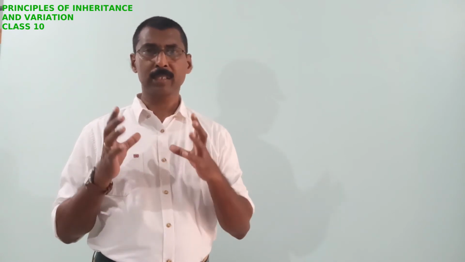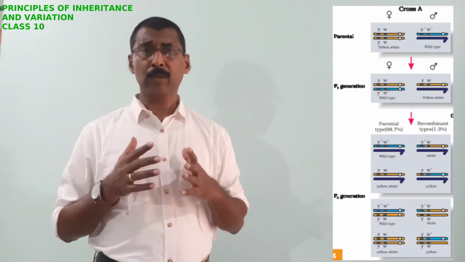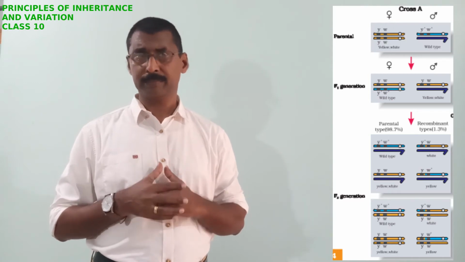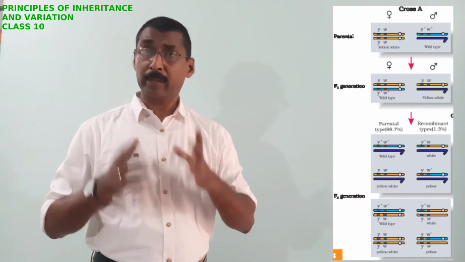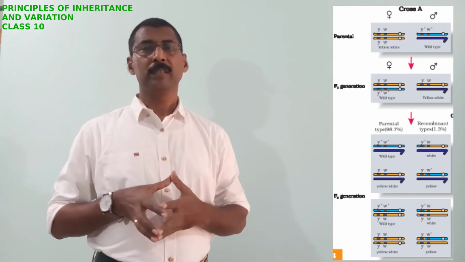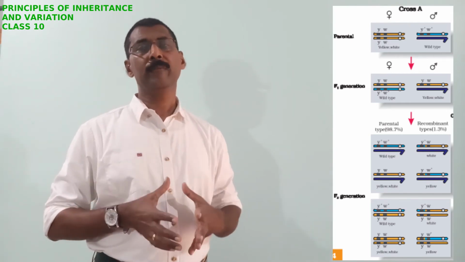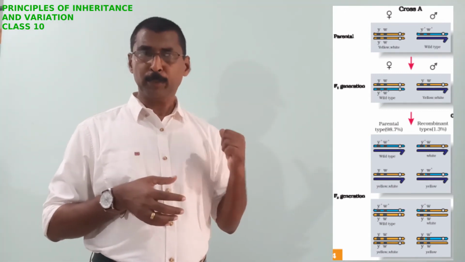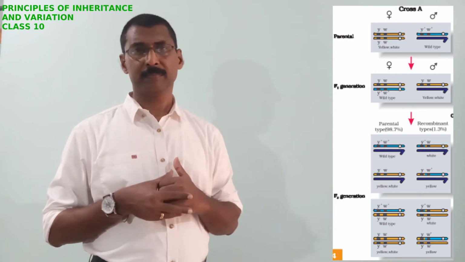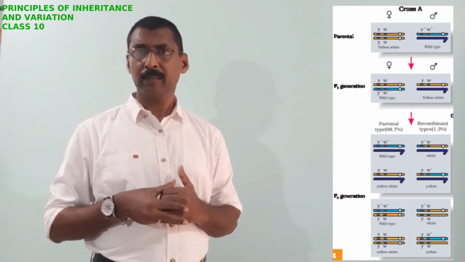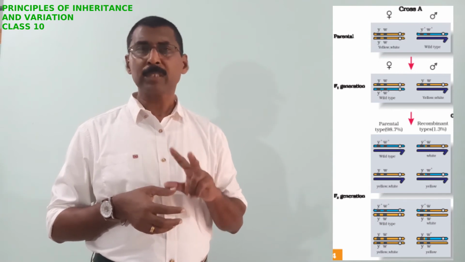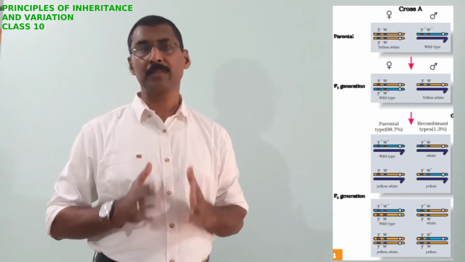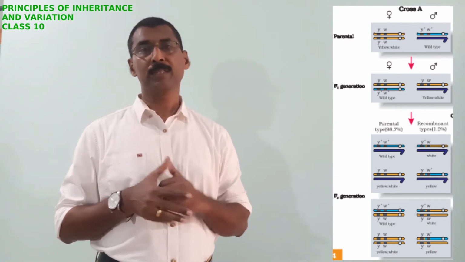So let us examine cross A once again. In cross A, two genes were considered. These two genes were located on the X chromosome, the gene for body color and the gene for eye color. Note the position of these genes in the diagram. You can see that on the X chromosome, they are closely situated. The distance between these two genes is very small.